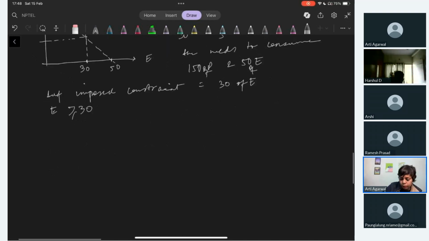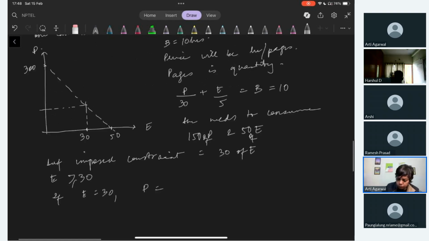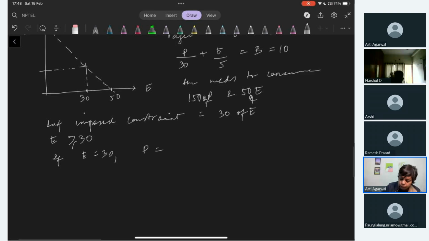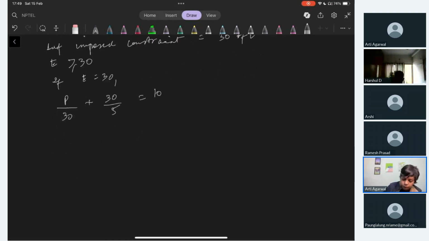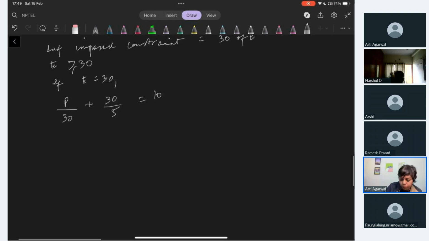If E is equal to 30, P will be what? We can just calculate it by plugging it into this equation. P by 30 plus 35 is equal to 10, right? Okay, so P by 30 is equal to 10 minus 6, equal to 4. We got this value as 120. Oh, we calculated it earlier, I forgot.